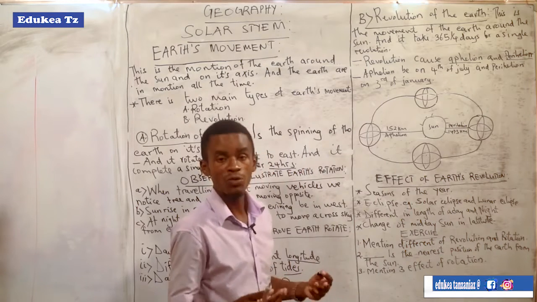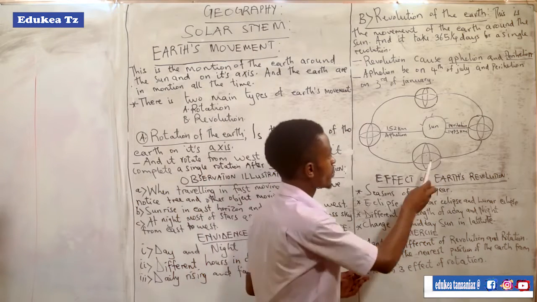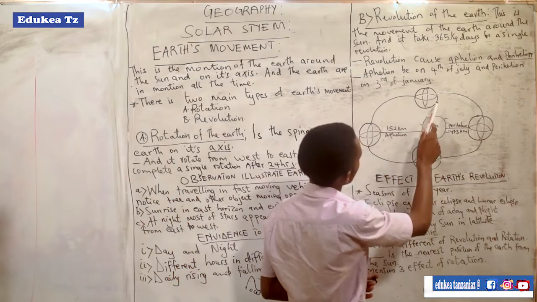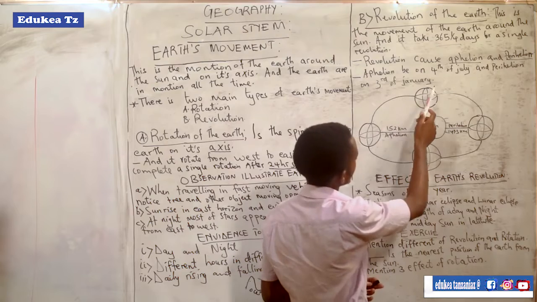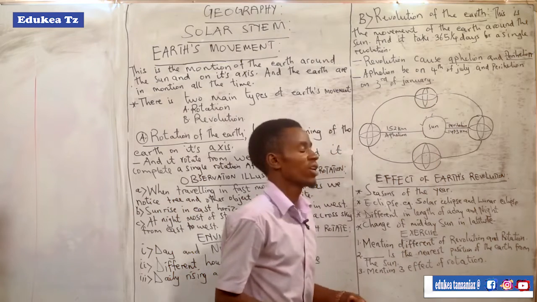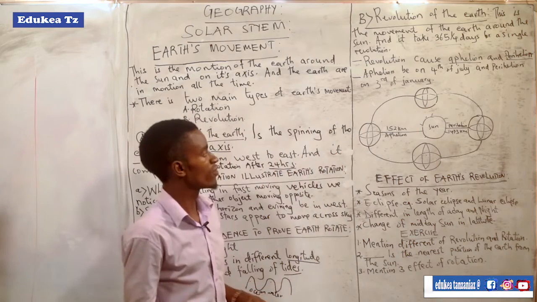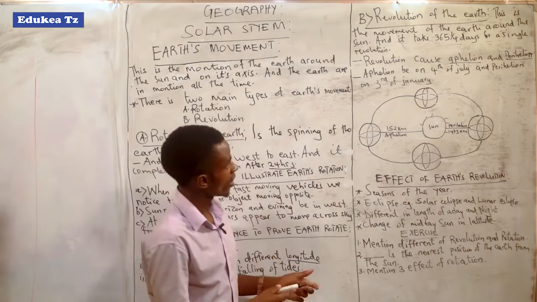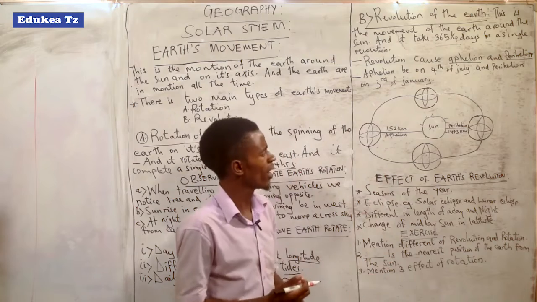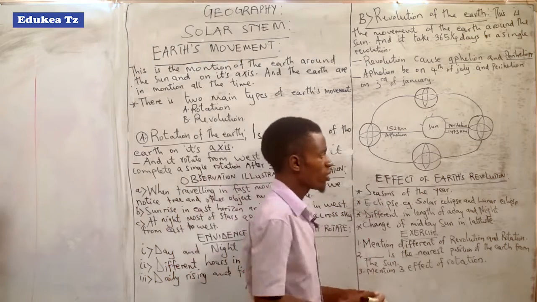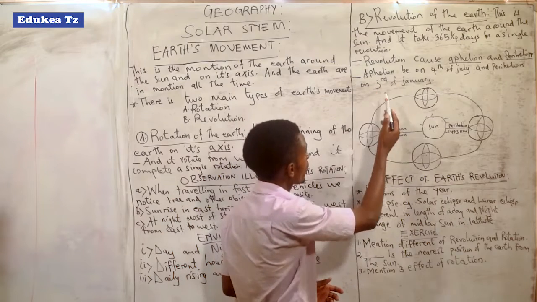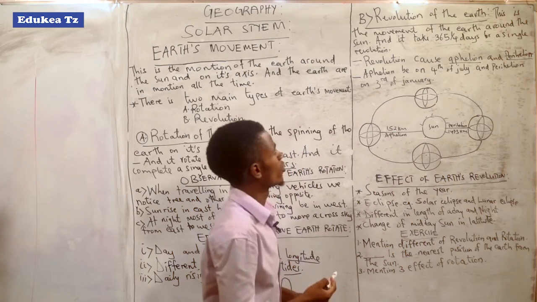So what could we observe at the point when there is perihelion around 3rd of January, and if there is aphelion on 4th of July? You can make a simple observation. What can be observed when aphelion takes place? What can happen? So that is all about what we call aphelion and perihelion.